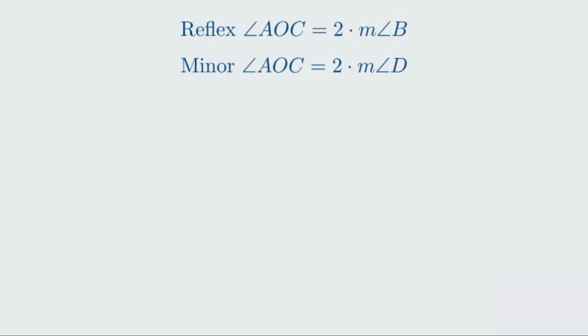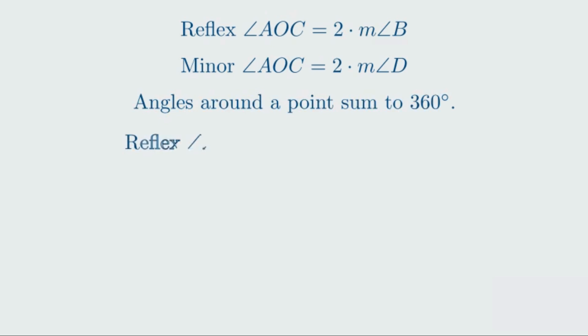Let's start by recalling the two equations we just derived. First, the reflex angle AOC is twice angle B. Second, the minor angle AOC is twice angle D. Now, think about the two angles AOC, the minor one and the reflex one. They are supplementary. Together they form a complete circle around the center point O. The sum of the angles around a point is 360 degrees. Therefore, the reflex angle AOC plus the minor angle AOC equals 360 degrees.